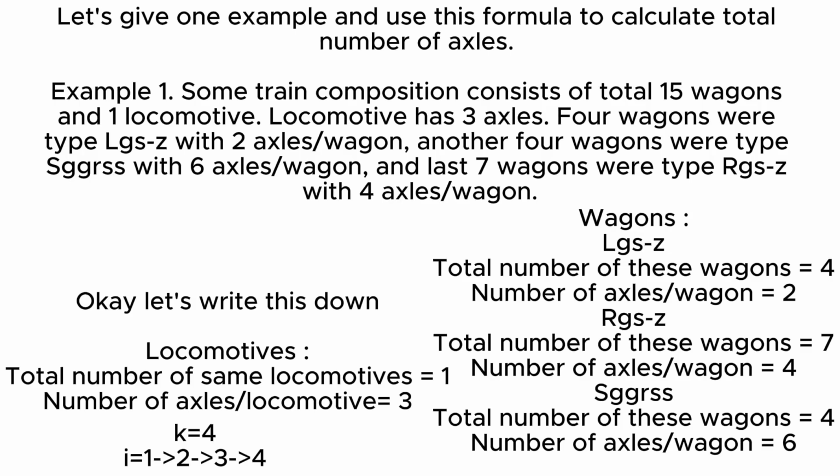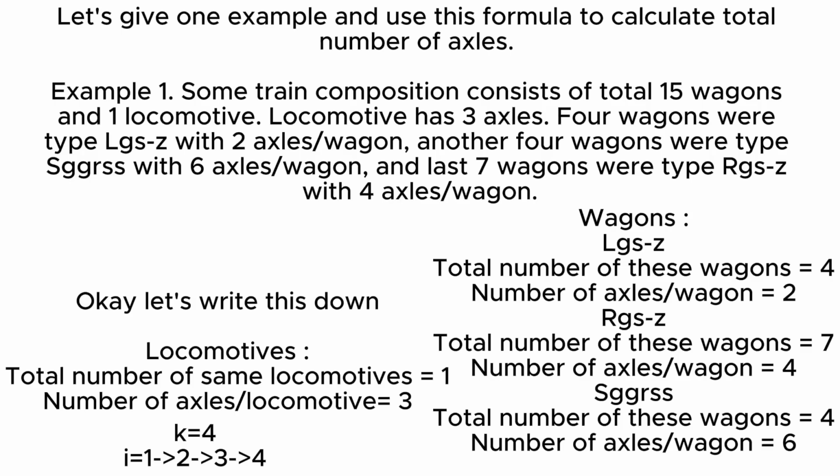Example 1. Some train composition consists of total 15 wagons and 1 locomotive. Locomotive has 3 axles, 4 wagons were type LGS/Z with 2 axles per wagon, another 4 wagons were type SGGRSS with 6 axles per wagon, and last 7 wagons were type RGS/Z with 4 axles per wagon. Okay, let's write this down.